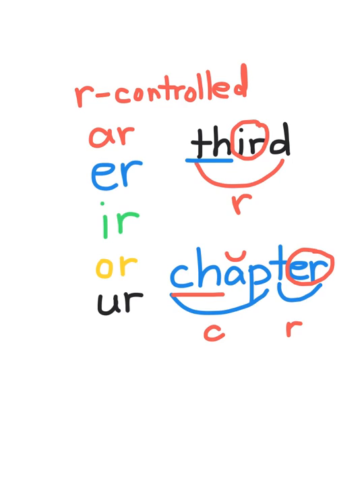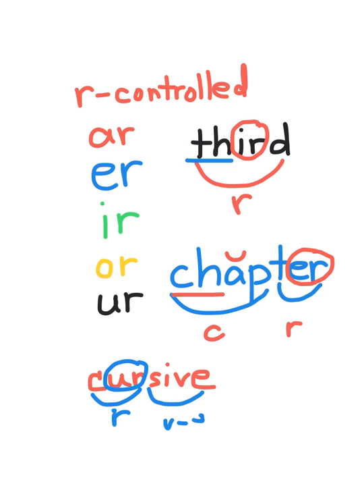One of the words we talked a lot about when we were learning this lesson was the word cursive and how to mark that word. So we would mark that cur and sive. Cur would be R-controlled and sive would be vowel-consonant-E exception because it does not say sive, it says siv. So we would mark it this way, cursive.